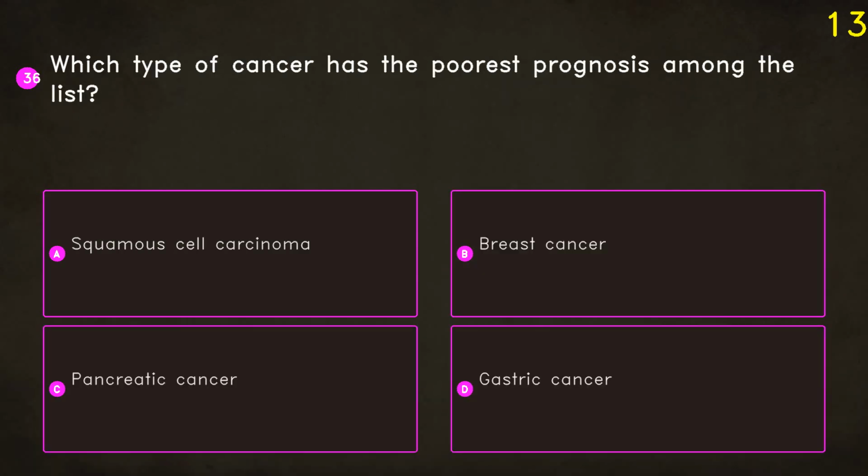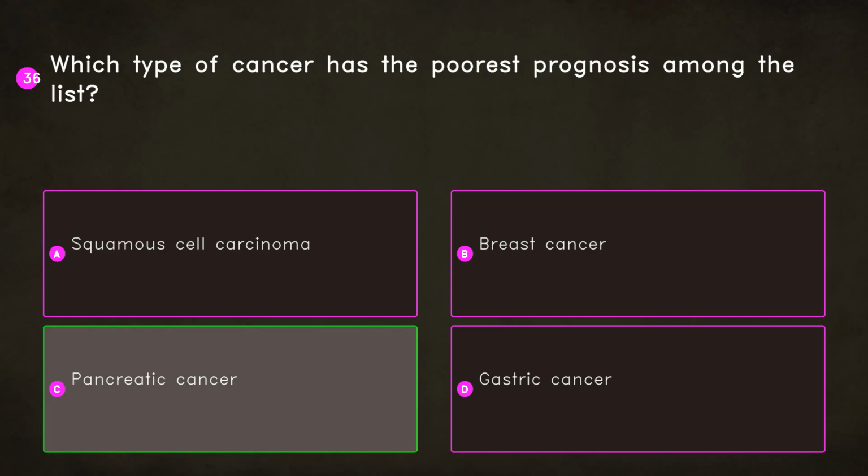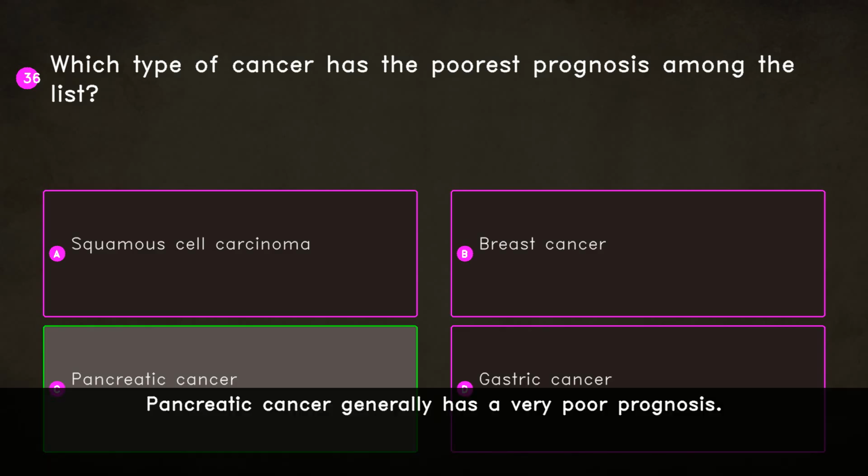Question 36. Which type of cancer has the poorest prognosis among the list? A. Squamous cell carcinoma. B. Breast cancer. C. Pancreatic cancer. D. Gastric cancer. The correct answer is pancreatic cancer. Pancreatic cancer generally has a very poor prognosis.